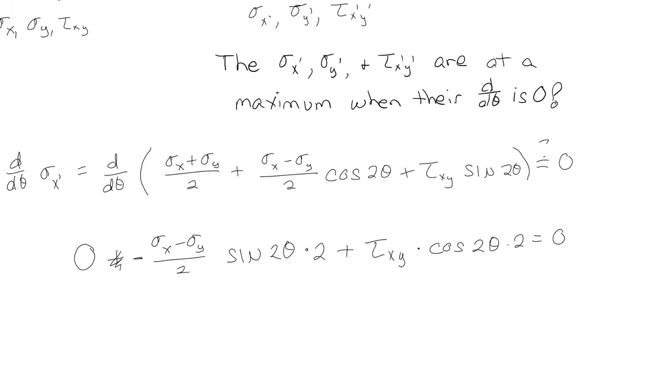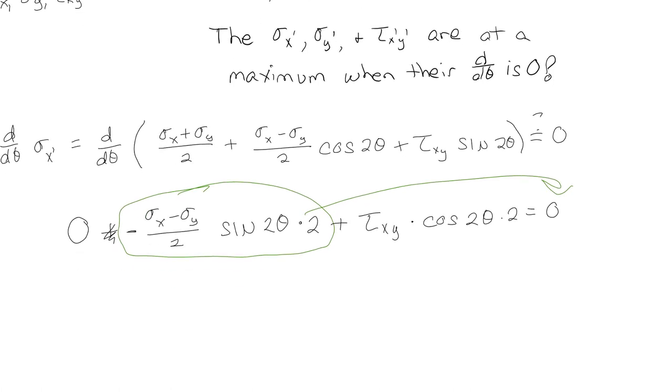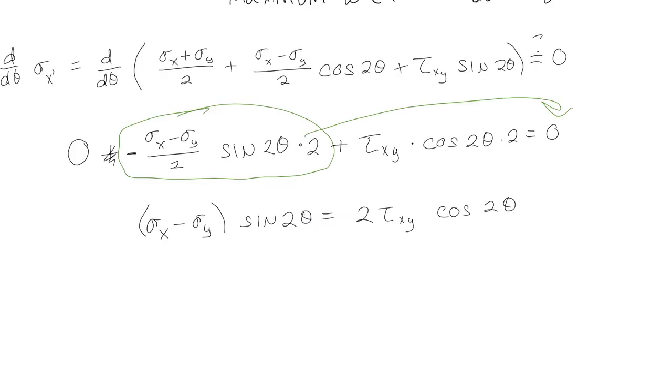I can make that a lot prettier. Since this term is negative and the other side is 0 anyway, I'm going to move it over and flip the order as well. If you've made it this far, you can do algebra. So sigma x minus sigma y times the sine of 2 theta is equal to 2 tau xy cosine 2 theta. If I divide both sides by cosine and by the other term, I can simplify by getting the tangent of 2 theta.